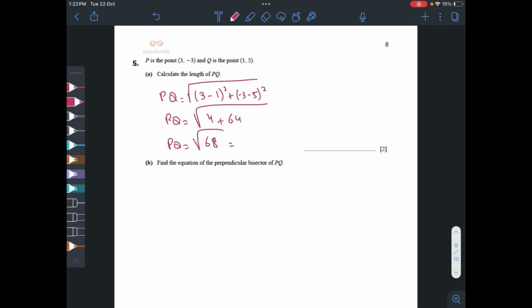If I plug this into the calculator, the square root of 68 is going to be equal to 8.25. So you write 8.25.